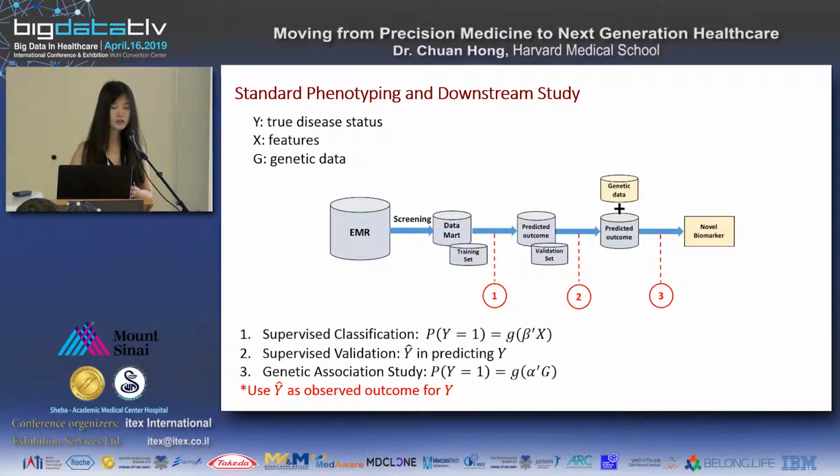In each of step 1 and step 2, we need gold standard labels. That is the physician's annotation of the patient's status.